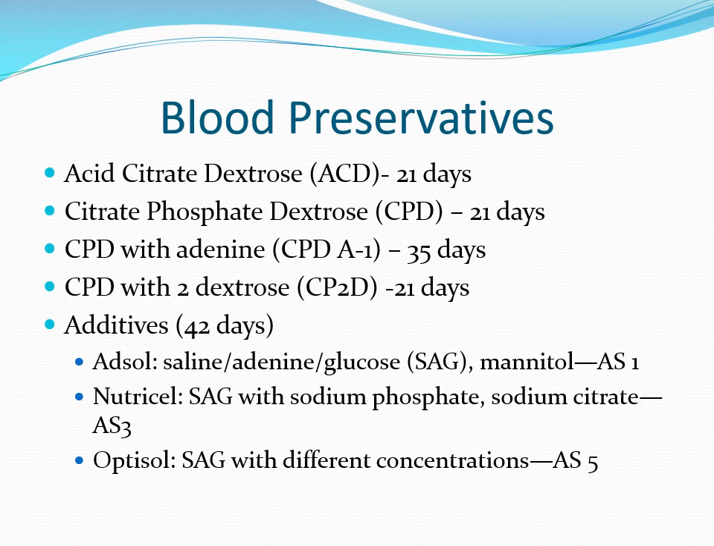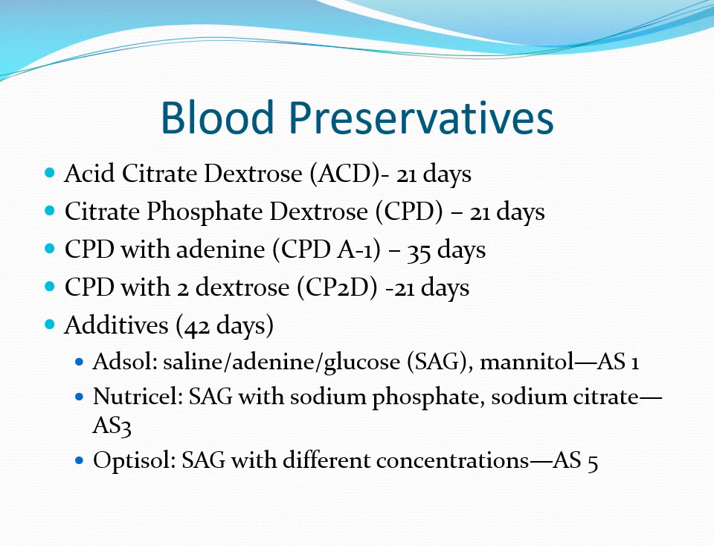We have ACD, acid citrate dextrose, which gives a 21-day expiration. We have citrate phosphate dextrose, CPD, which is also 21 days. Then we have what we'll call A1 units, which are CPDA1, citrate phosphate dextrose with adenine, which extends it to 35 days. Then we have citrate phosphate dextrose with 2 dextrose, CP2D, which is 21 days. And then we have 42-day additives.